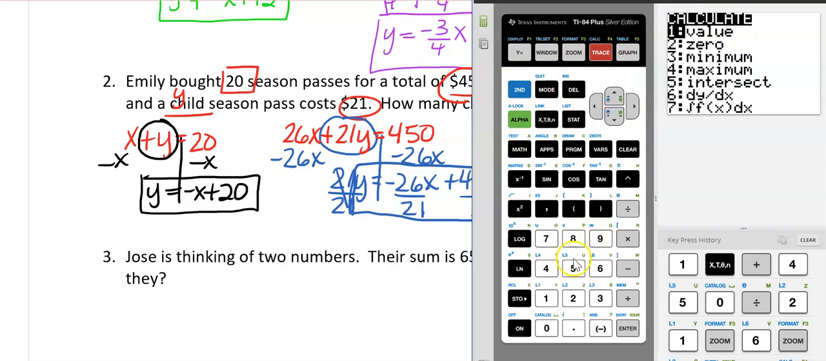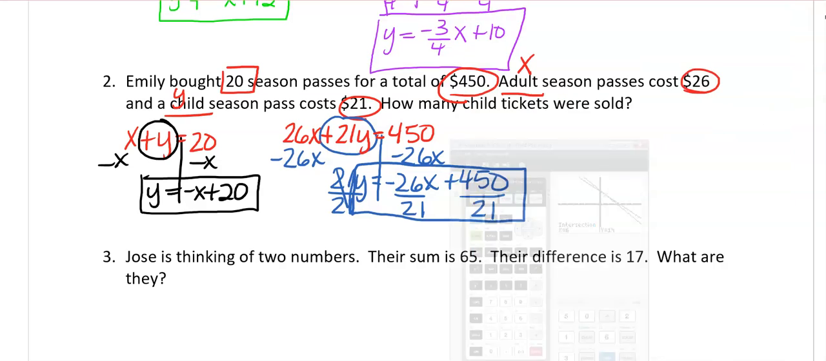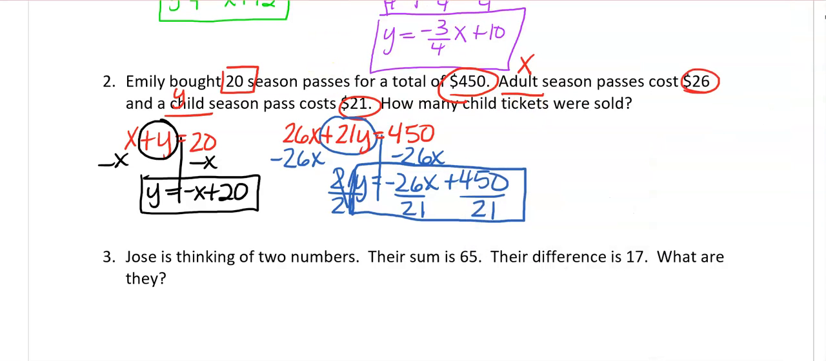We're looking for 5, the intersection point. That's the first line. That's the second line. And do we want it to guess the answer? Yeah. And there's your answer, 6 and 14. Okay, so it is whole numbers, which is what it has to be because it was 20 season passes. So x equaled 6 and y equaled 14. So I'm going to go down here and write this. X equals 6 and y equals 14.